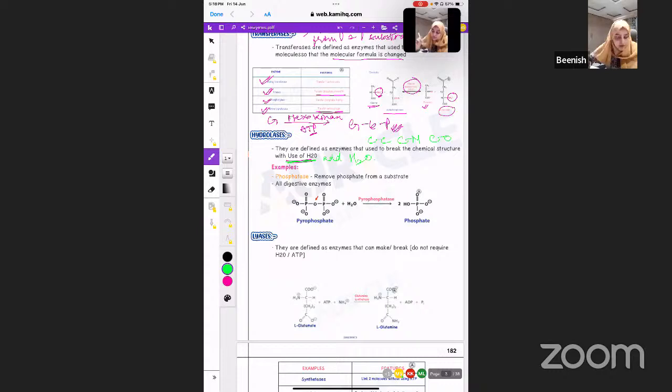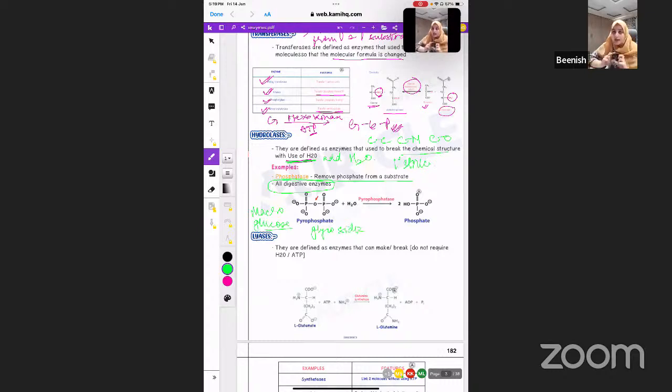Your examples are your phosphatase, which removes the phosphate from a substrate. All digestive enzymes are also examples of hydrolases, like your amylase and peptidases. Basically, where are your covalent bonds present? They are present in the primary structure. So anything that is going to break the primary structure is going to be a hydrolase. For example, if you take glucose, in glucose what are the bonds present? The covalent bonds. You have the glycosidic bond.